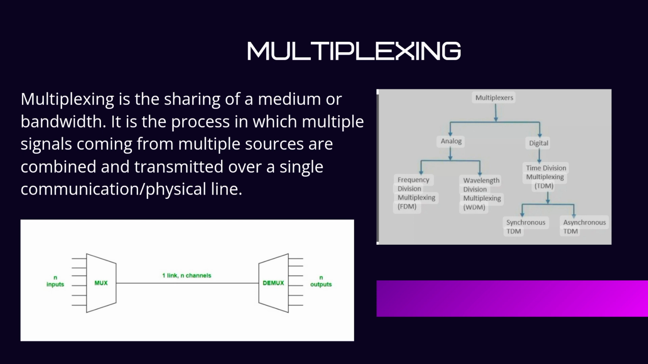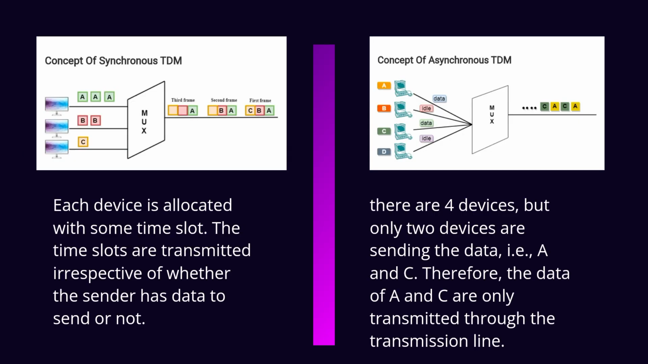The analog is of two types: frequency division multiplexing, FDM, and wavelength division multiplexing, WDM. And digital multiplexing is divided into time division multiplexing. Time division multiplexing, TDM, is also divided into two types: synchronous TDM and asynchronous TDM.